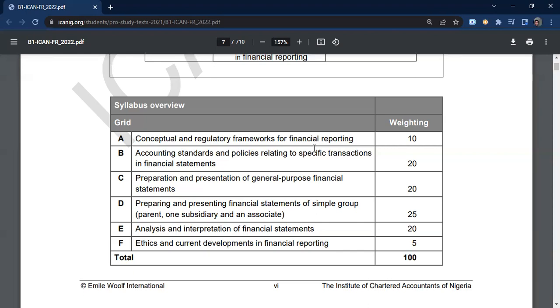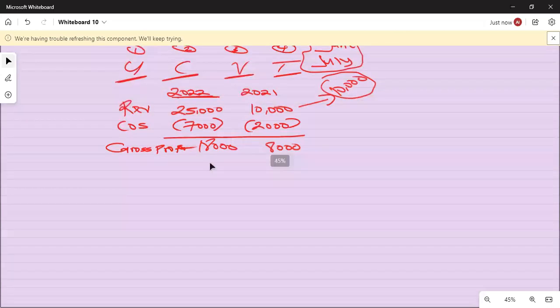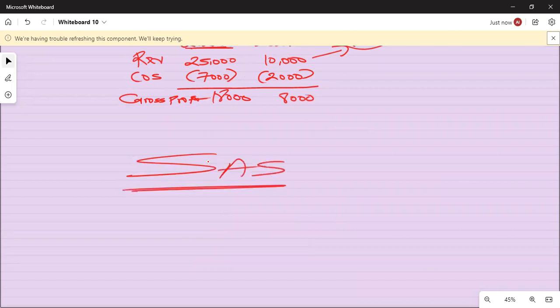What are some of the local accounting standards that are still in existence? Because before now, in Nigeria, we had our own local accounting standard, and we call it SAS, Statement of Accounting Standard. We had our own standard before.